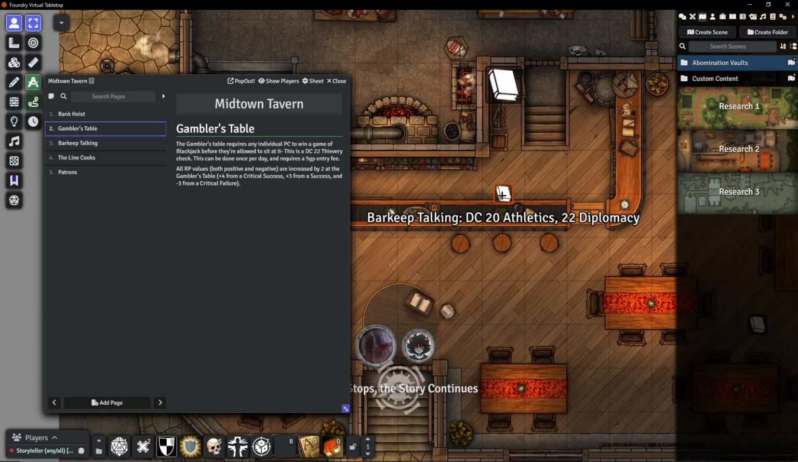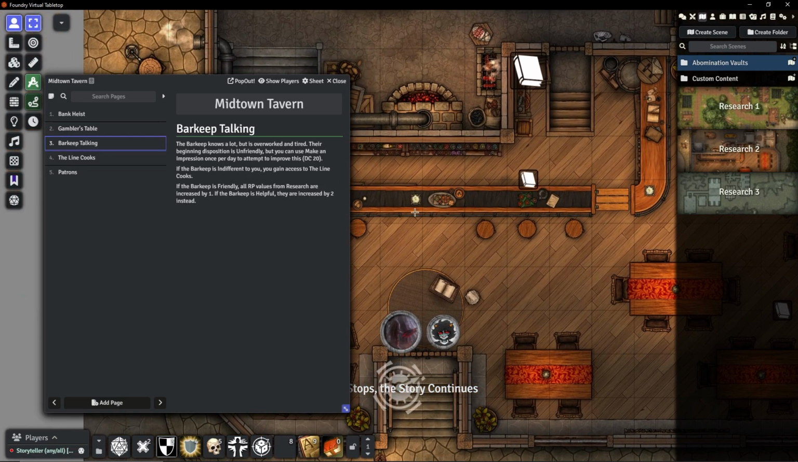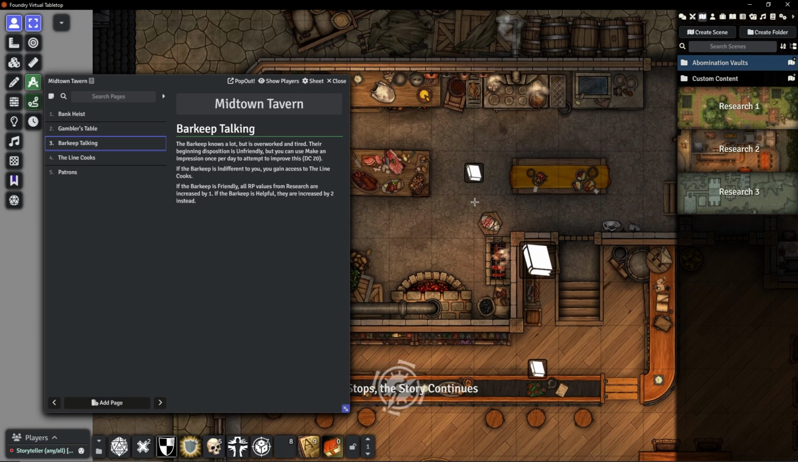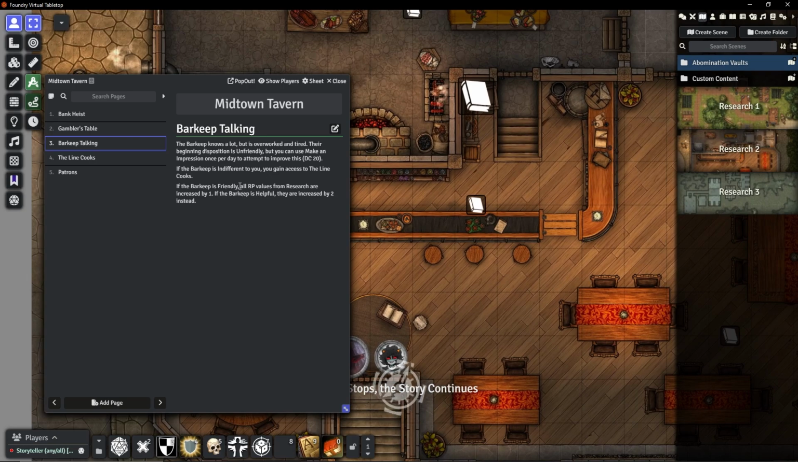They also have the option to speak to the barkeep, who is very informed, but is also incredibly overworked and tired. Their beginning disposition is unfriendly, but the party can use Make an Impression once per day to attempt to improve this with a DC of 20. If the barkeep is indifferent to you, you gain access to the line cooks in the back here. And if the barkeep is friendly, all research point values from research are increased by 1. If the barkeep is helpful, they're increased by 2 instead.